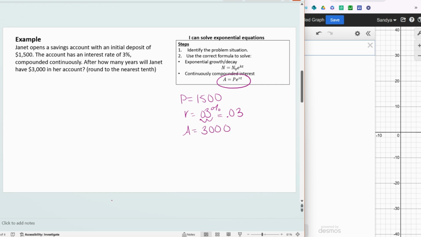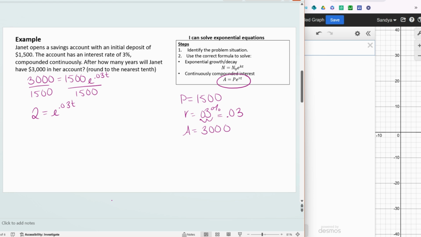So let's go ahead and plug everything into our equation. We have 3,000 equals 1,500, and then e to the 0.03 times t. Okay, so like when we're solving any other exponential equation, we need to first get that exponential term by itself. So I'm going to divide both sides by 1,500. So that's going to give me 2 equals e to the 0.03 times t.